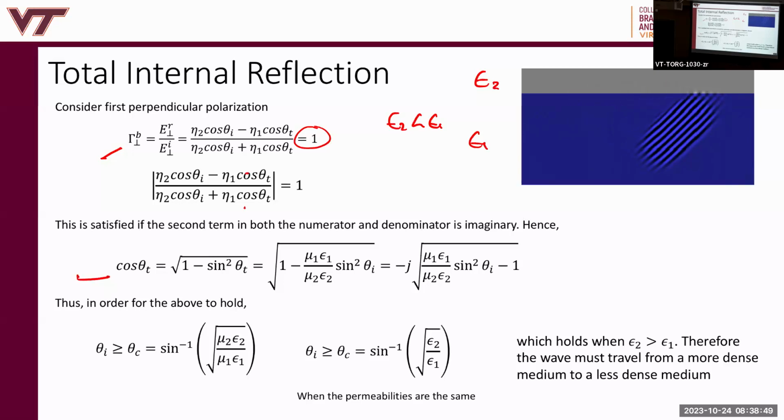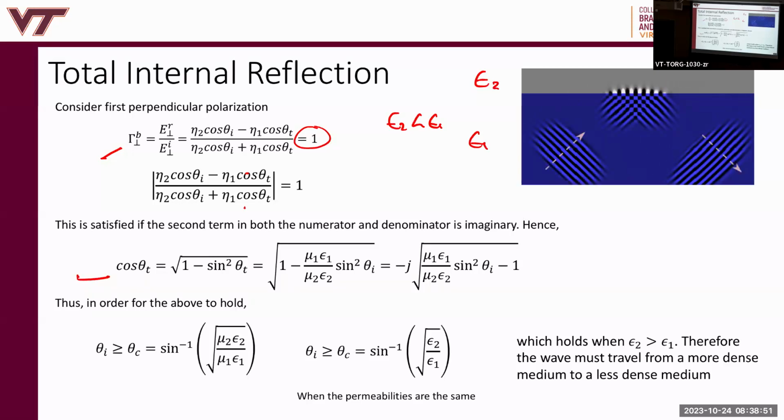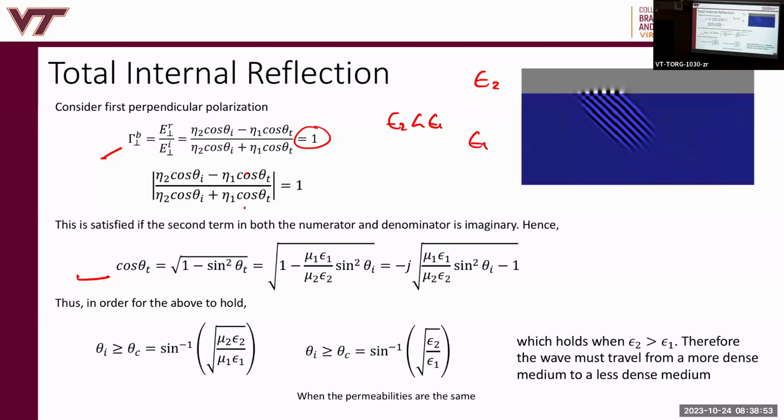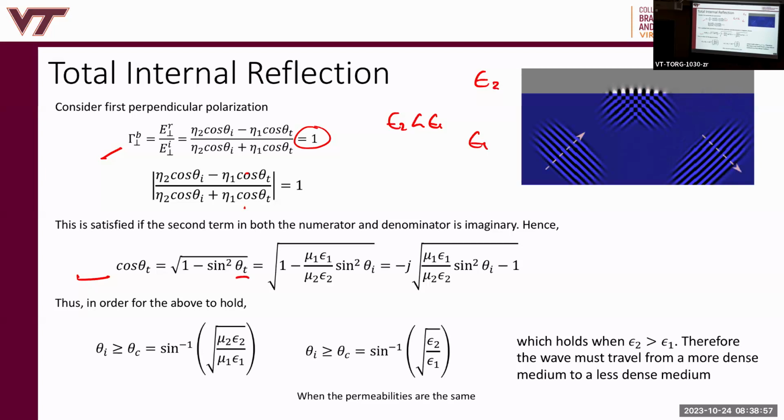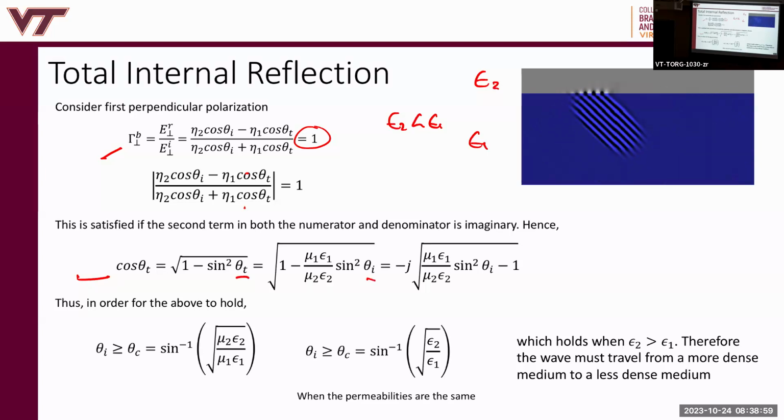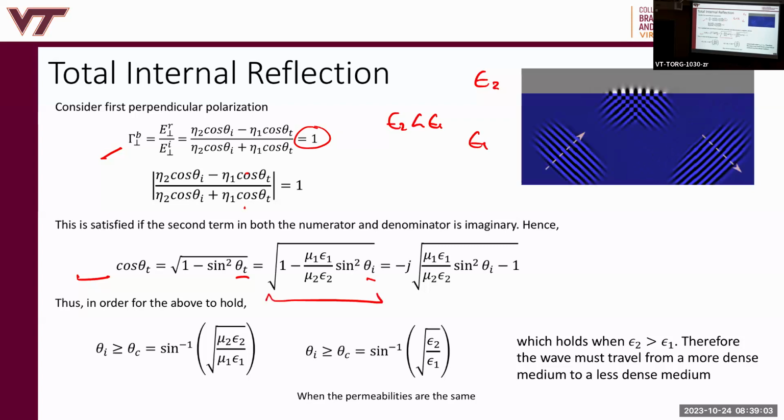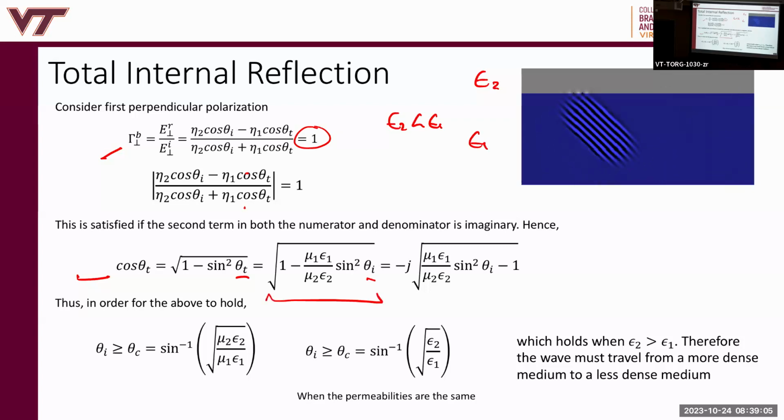First, what we're doing is constructing that expression. Cosine of theta t is equal to the square root of 1 minus sine squared of theta t. That's an identity. We can use Snell's law to write sine of theta t in terms of sine of theta i. We get this expression. Then we can factor out a minus sign, and we get this expression, okay?